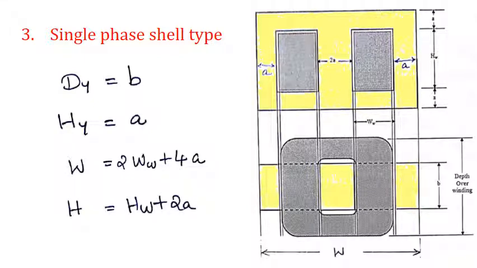Then overall height, capital H, is equal to height of window plus 2 times height of yoke. You can write it like this: overall height of frame is equal to height of window plus 2 times height of yoke. Normally we take height of yoke as A. Sometimes it's not like that, but normally we take height of yoke equal to A. So this is the general equation, height of window plus 2 times height of yoke.